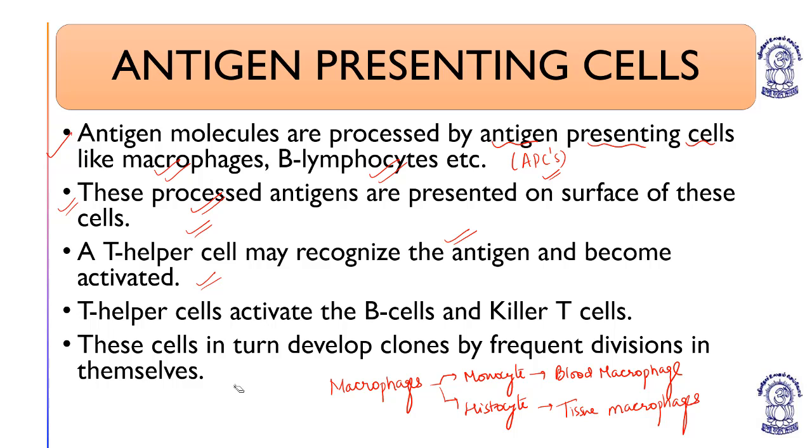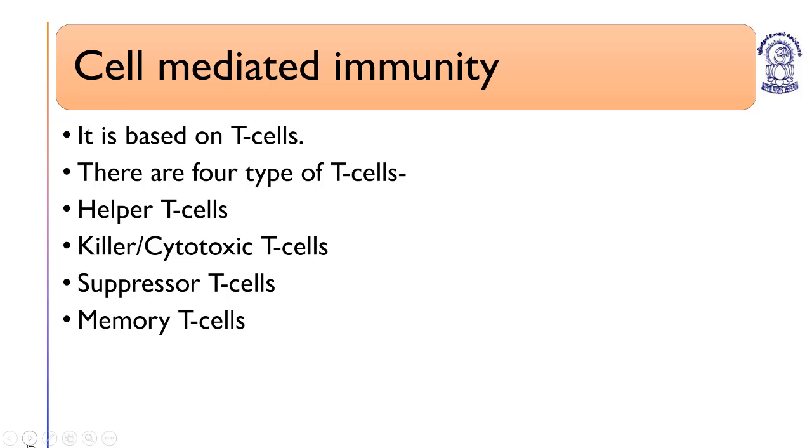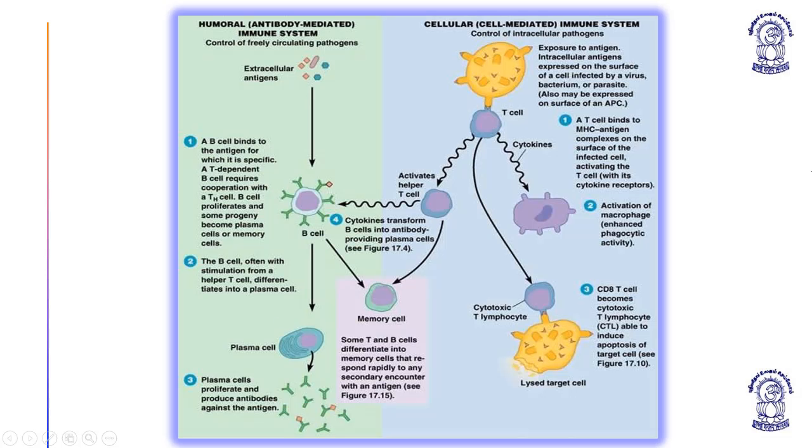Okay, T helper cells activate the B cells and killer T cells. So T helper cells activate B cells and killer T cells. These cells in turn develop clones by frequent division. They divide and form a large number of cells. This is the response which is developed during the formation of cell-mediated immunity.